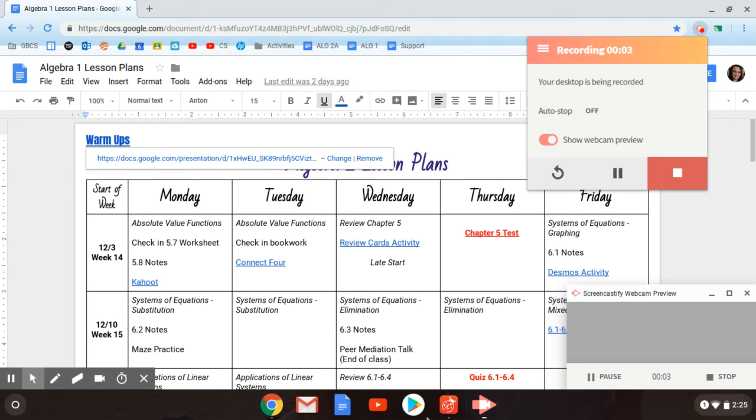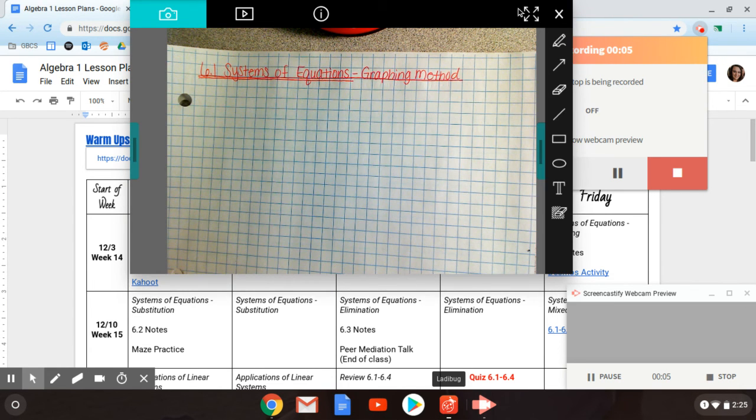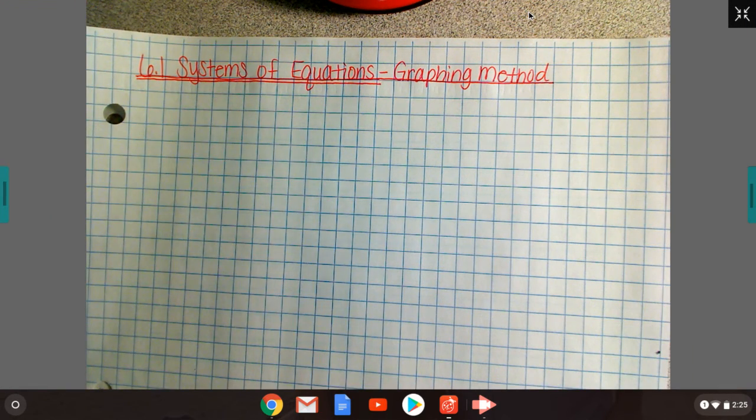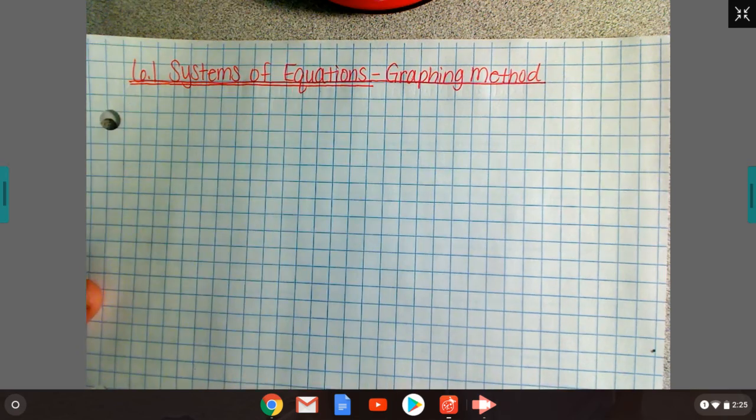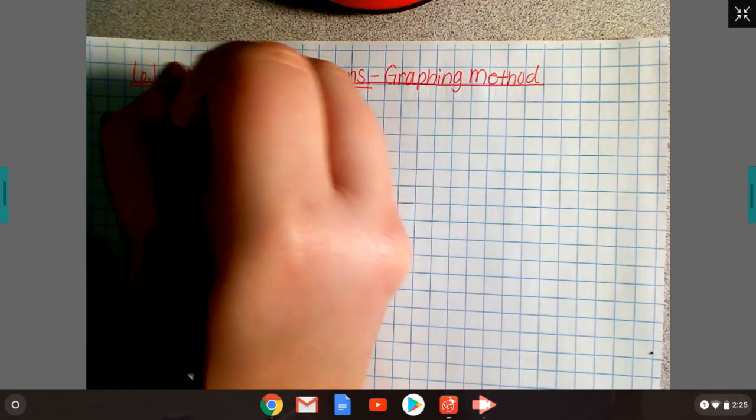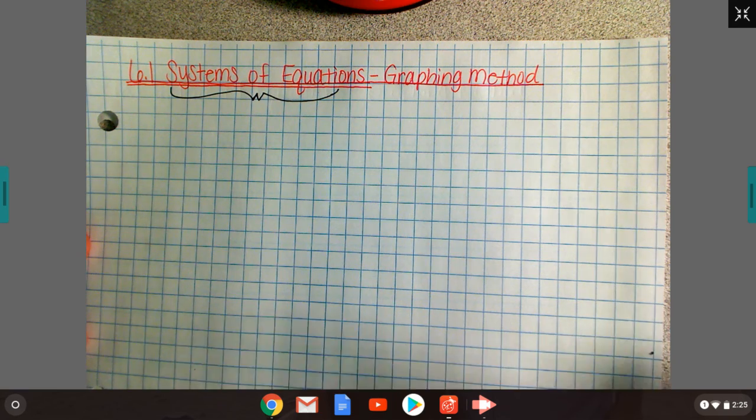We're going to work through the beginning of chapter 6, which is all about systems of equations. We've got 3 different methods that we're going to cover in this chapter, the first of which is the graphing method. Before we get started on graphing, let's talk about what systems of equations actually mean. The game plan is that we're trying to answer the question of where two functions intersect.